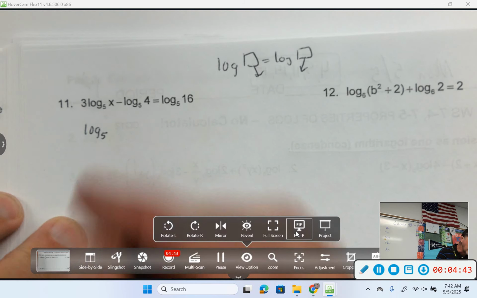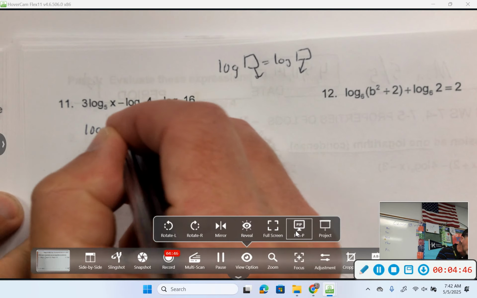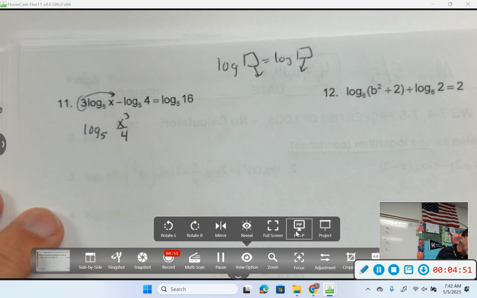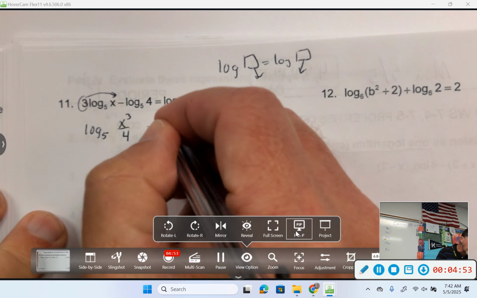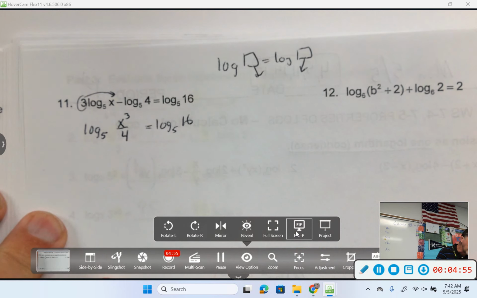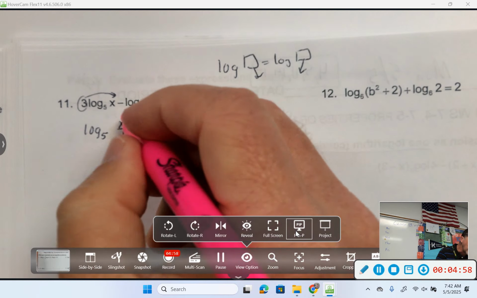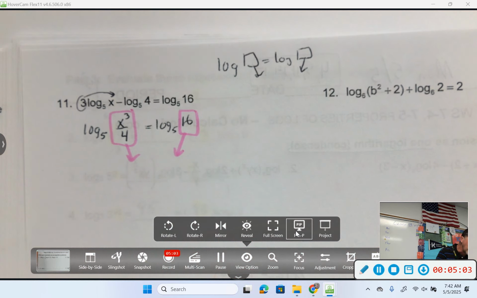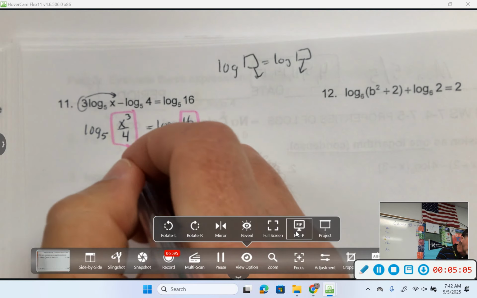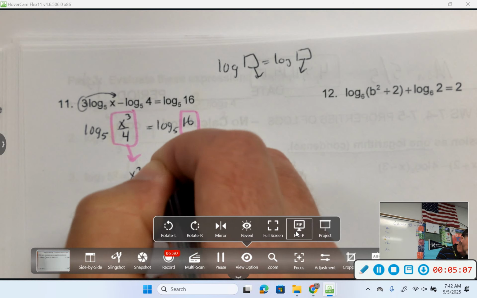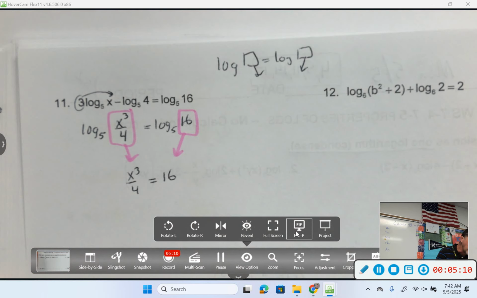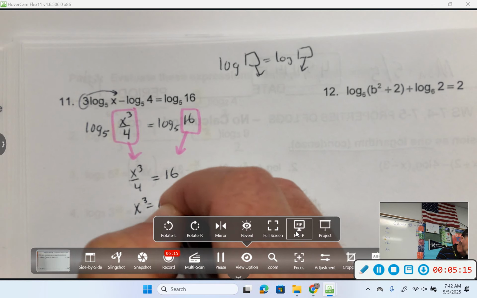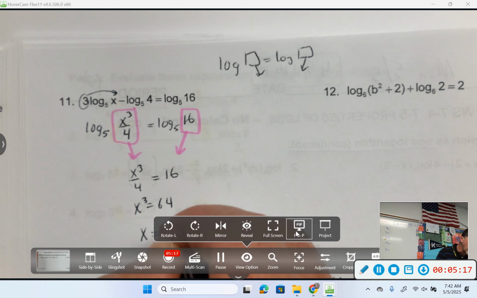X cubed over 4. 3 goes up as an exponent, then we divide, and again, only when you have log something equals log something can you cancel those logs and say that x cubed over 4 equals 16. So x cubed equals 64, which means x equals 4.